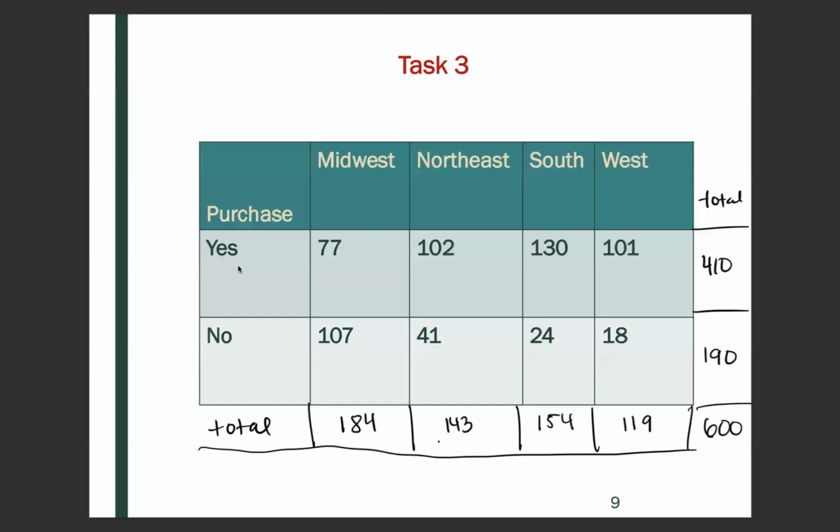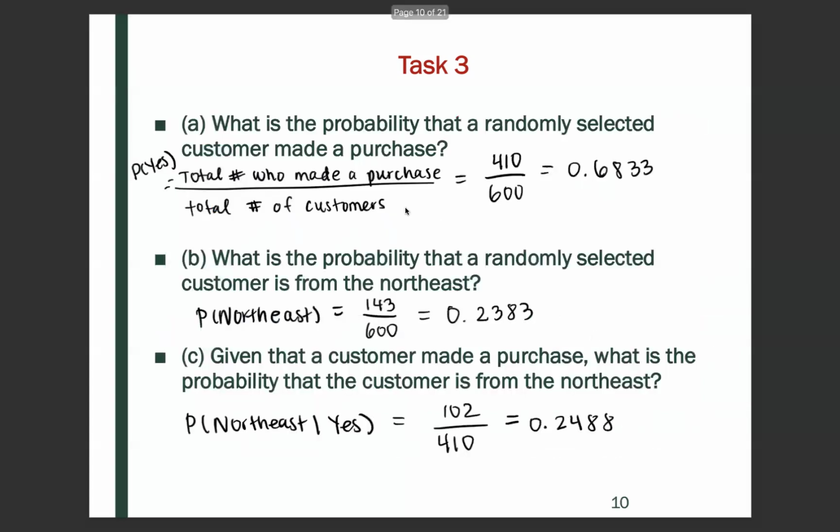So here, the rows are whether or not they made the purchase, and the columns are the region. And so you can see that I created an extra column and an extra row to have the totals for each row and column. And we're going to use this information for the questions that will be asked. What is the probability that a randomly selected customer made a purchase?